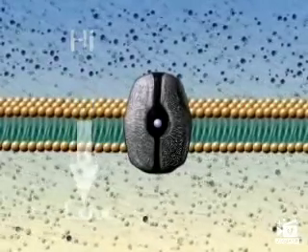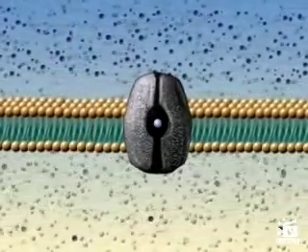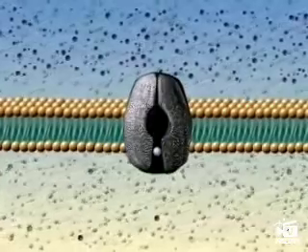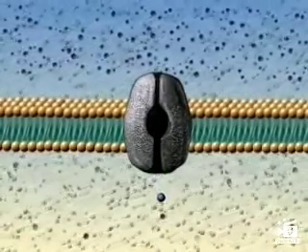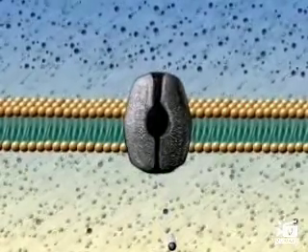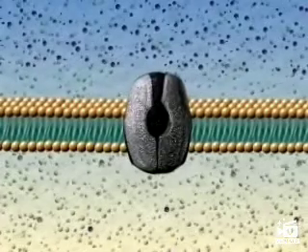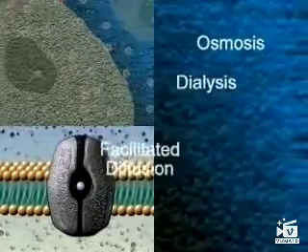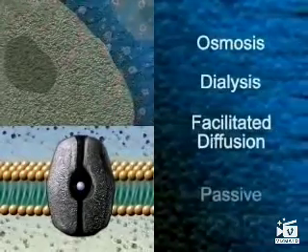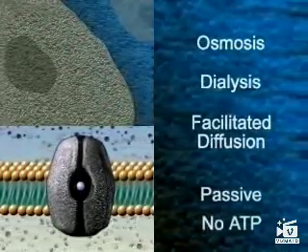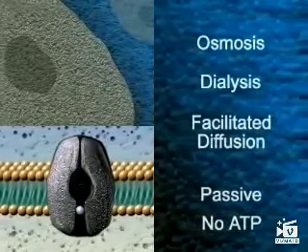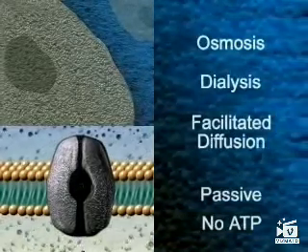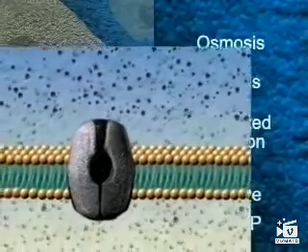However, the process is facilitated by a carrier protein. The carrier protein is somewhat like a revolving door, allowing easy access across the membrane and then rotating back to the other side. All of these processes, osmosis, dialysis, and facilitated diffusion, are passive. The cell does not have to use any energy to move materials by these methods. The concentration gradient is used.